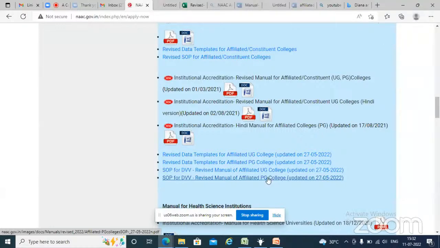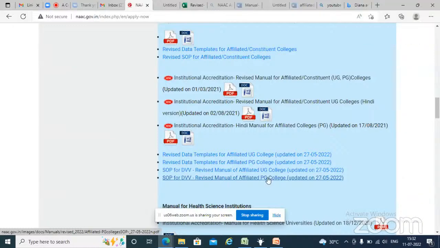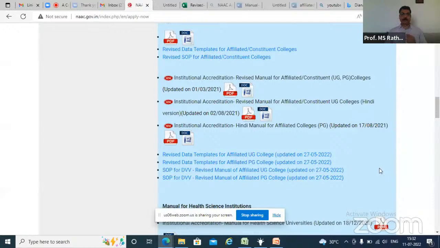How will the evaluation be done on a PG basis? It would be done, sir, because the documents have all the options in them. In UG and PG there is not much difference, only 2 or 3 metrics in research criteria 3. The majority of things remain the same. But since they have mentioned a different manual, we have to follow this manual and these templates. So if we have PG, we prepare only the PG template, not separately for UG. It would be only one. Okay, sir, thank you.